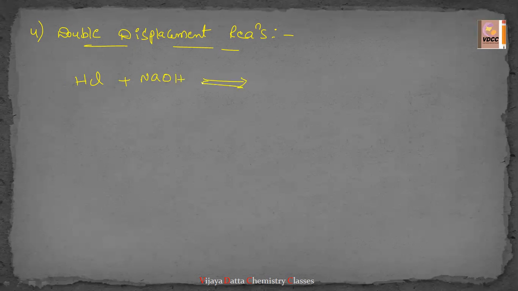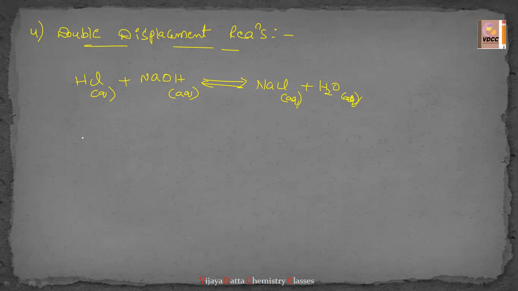It is a reversible reaction. Whatever HCl I have taken is an aqueous solution, and NaOH is also an aqueous solution. So the products immediately will be NaCl plus H2O. NaCl is the salt, and H2O is the liquid that will form over here. NaCl will form in aqueous solution as well.